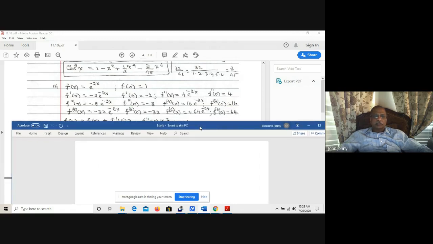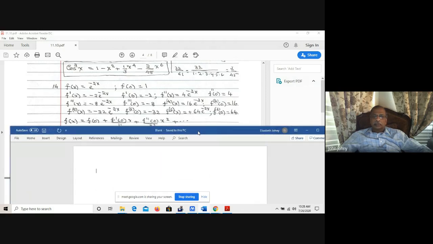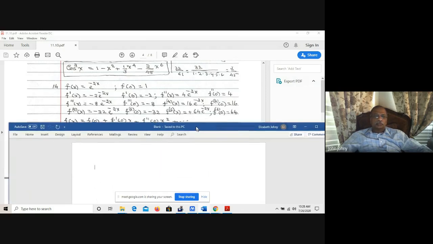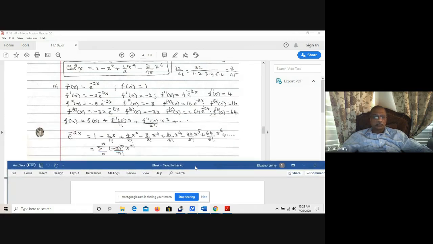I think those terms are enough. You need only 4 terms? No, you're asked to find several terms, so I went up to the 6th. Therefore, I have written up to 6. e to the negative 2x is 1 minus 2x over 1 factorial plus 4 over 2 factorial times x square minus 8 over 3 factorial times x cubed plus 16 over 4 factorial times x to the 4 minus etc.